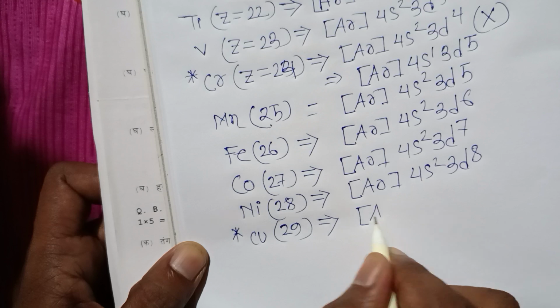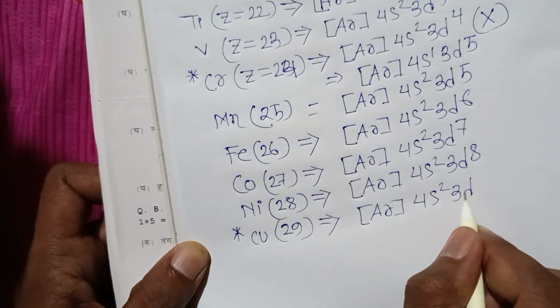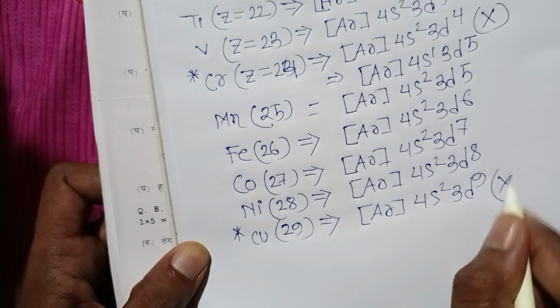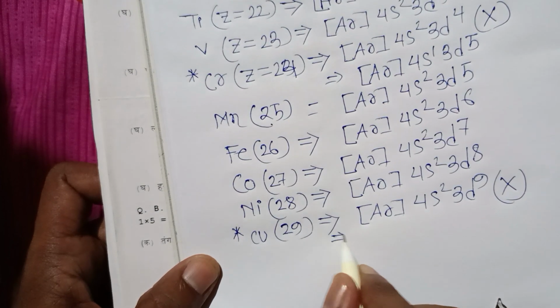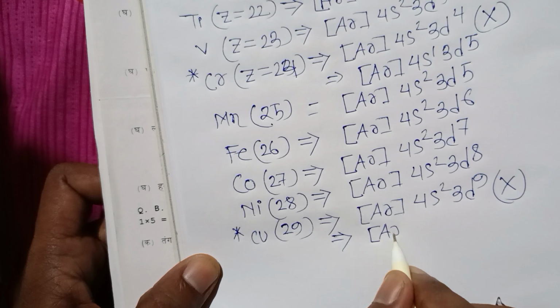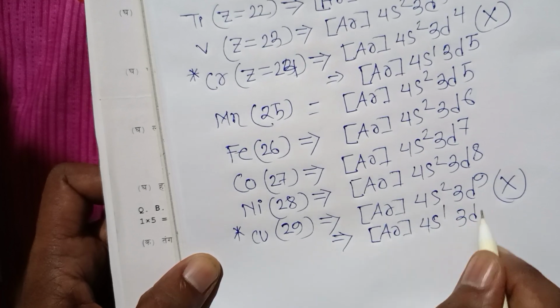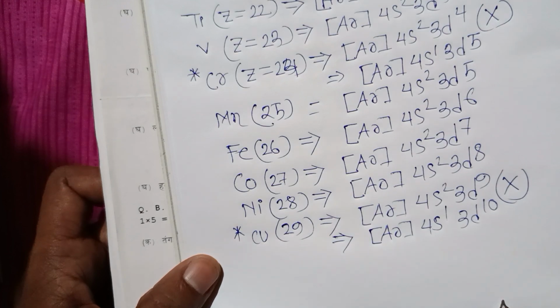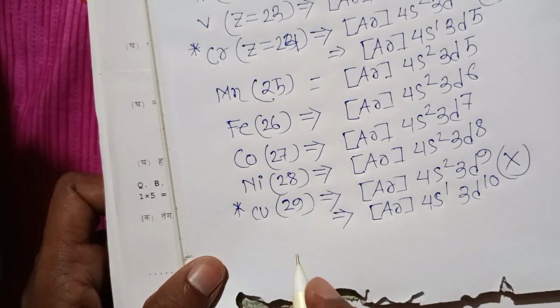Next copper, this is also important, Z equal to 29. So Ar 4s2 3d9. This is unstable, so the correct electronic configuration is Ar 4s1 3d10, because the d orbital is completely filled up, so the electronic configuration is stable.